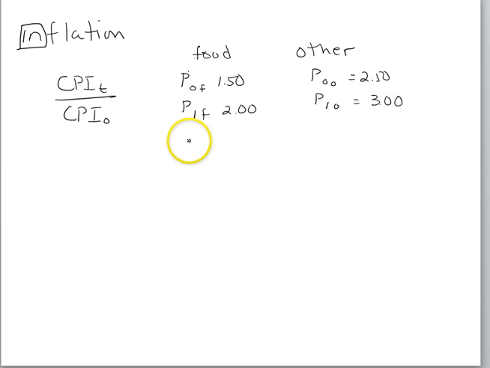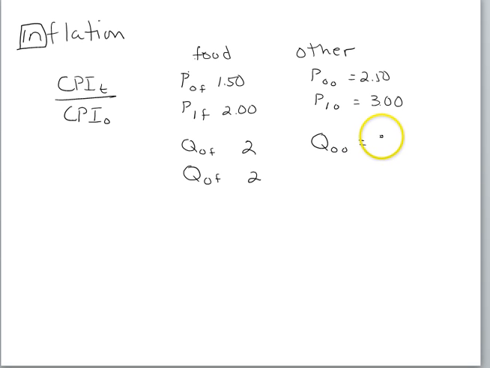I'm still not done because I need quantities. Well, the quantity of food in the base period, let's just say, was 2, and we know that because we have a Laspeyres index, the other thing that we do is always use the base period for the quantities, so that's going to equal 2. And we know that in the base period, the quantity of other goods, let's just say, was 6, so the quantity in the new period is also going to be 6. So we're on our way to calculating a rate of inflation.